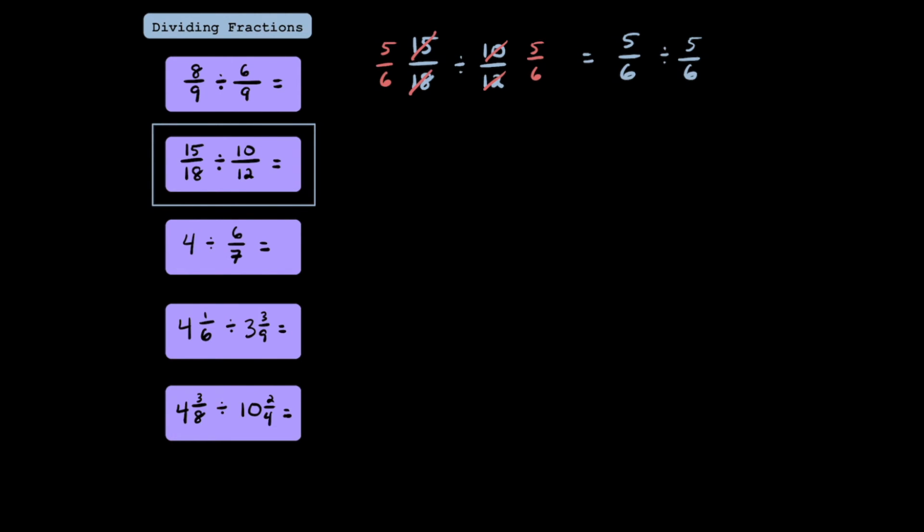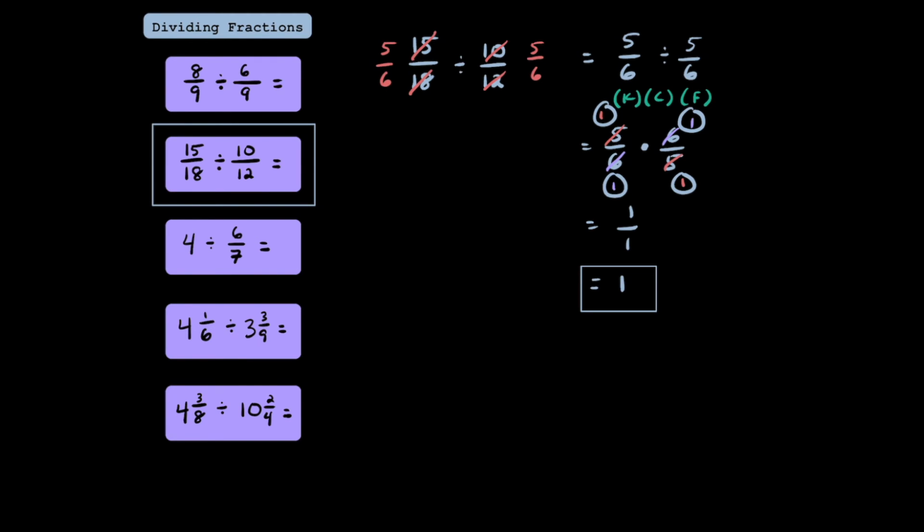It shouldn't surprise us that our answer here is going to be 1. But let's use our algorithm to make sure this is true. We're going to keep, we're going to change, and we're going to flip. Keeping the 5/6, we still have 5/6, changing the division to multiplication, and flipping 5/6 to 6/5. Notice whenever you divide a number by itself, everything is going to cross cancel here. 5 and 5 become 1 and 1, and 6 and 6 become 1 and 1. Multiplying these leftover numbers together, 1 times 1 is going to be 1, and in the bottom 1 times 1 is going to be 1. The final quotient here is just 1. This makes sense from the beginning because anything divided by itself is always 1.